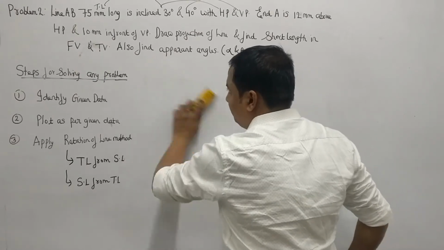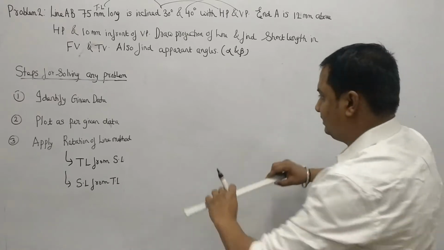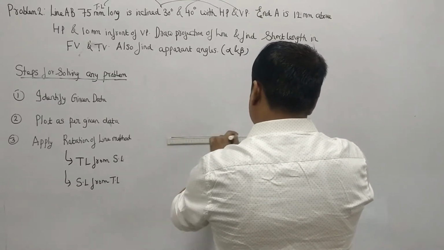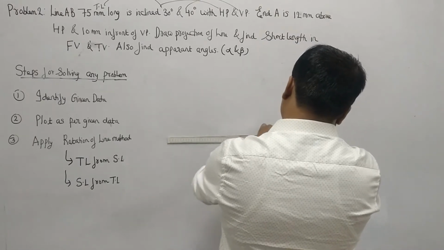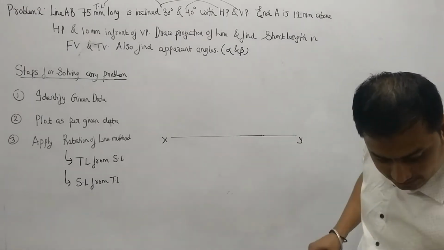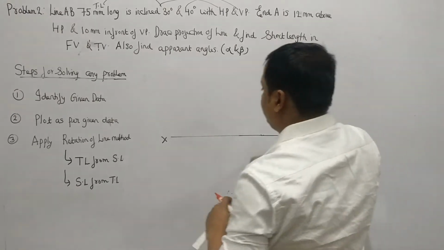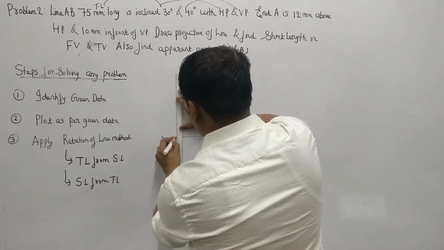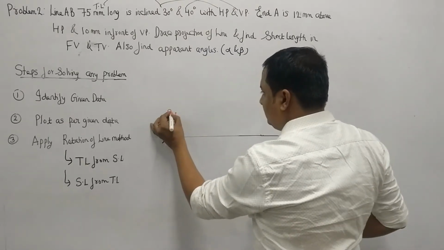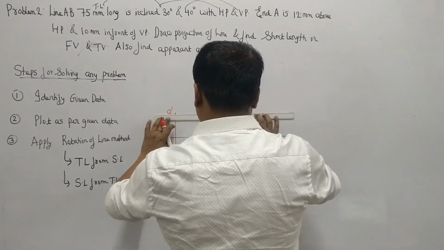So the true length is given to us as 75. First draw the reference axis XY. Then start with the location of the point which is given to us. There is 12 above and 10 in front. So first 12, and suppose this is 10. So this is my A dash and this is my A. Okay. So next I will be plotting the locus.